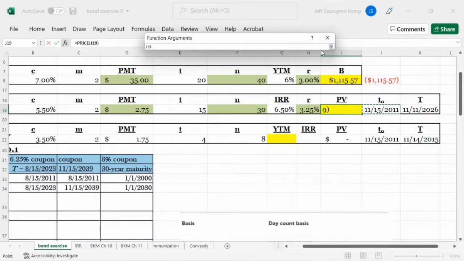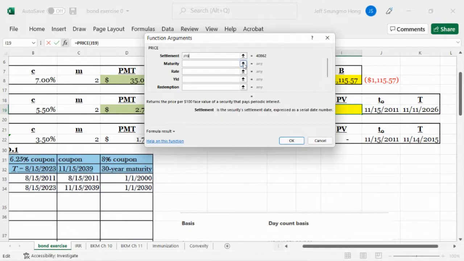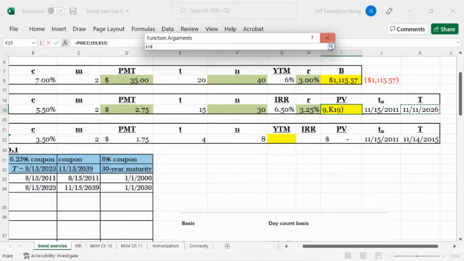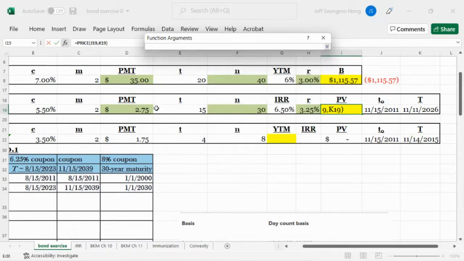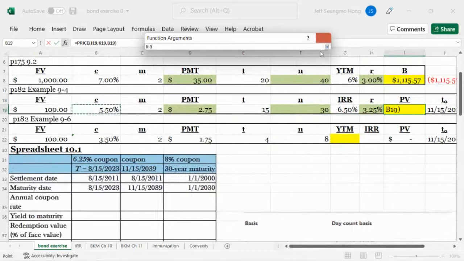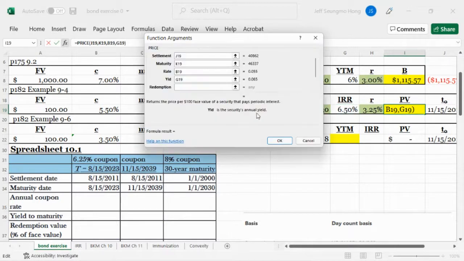Settlement date is this, so you click it in. Maturity, you click it in. And then rate. The interesting thing is, what does this rate mean? This rate means coupon rate. That rate means coupon rate. And yield, this is the yield. Okay, you don't enter the half year rate, but just enter the whole year rate, yield.